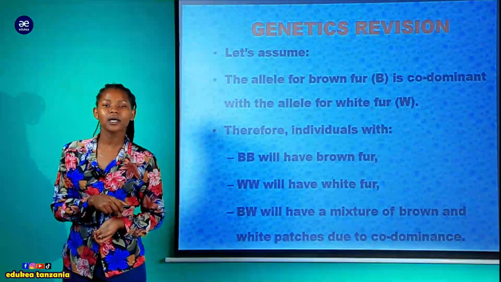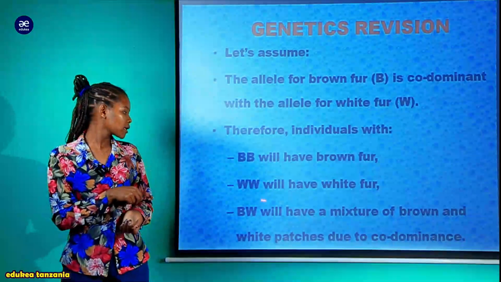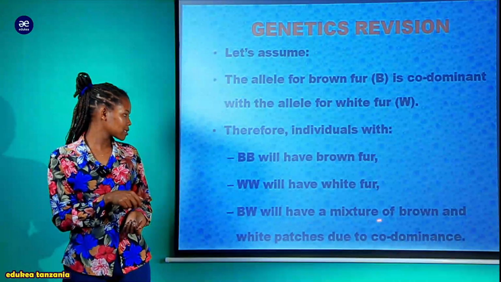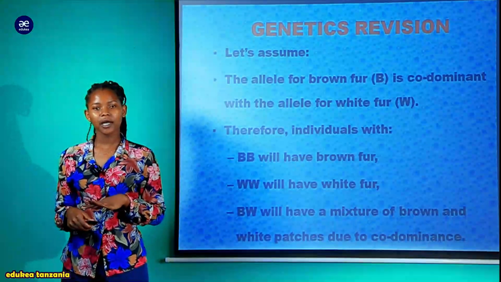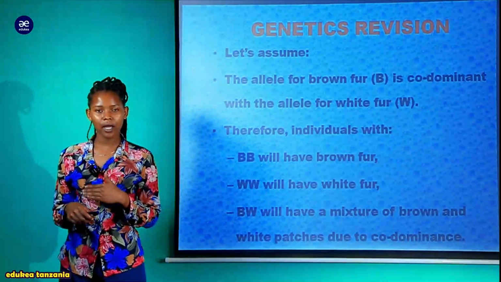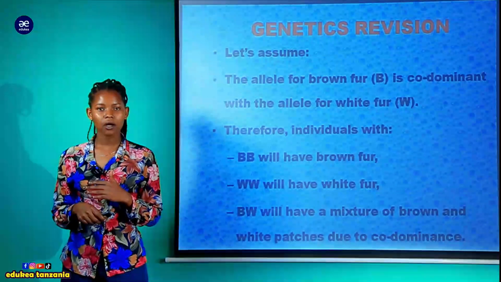So here we'll take a look at codominance. When an animal has BW, we say it has a mixture of brown and white patches.